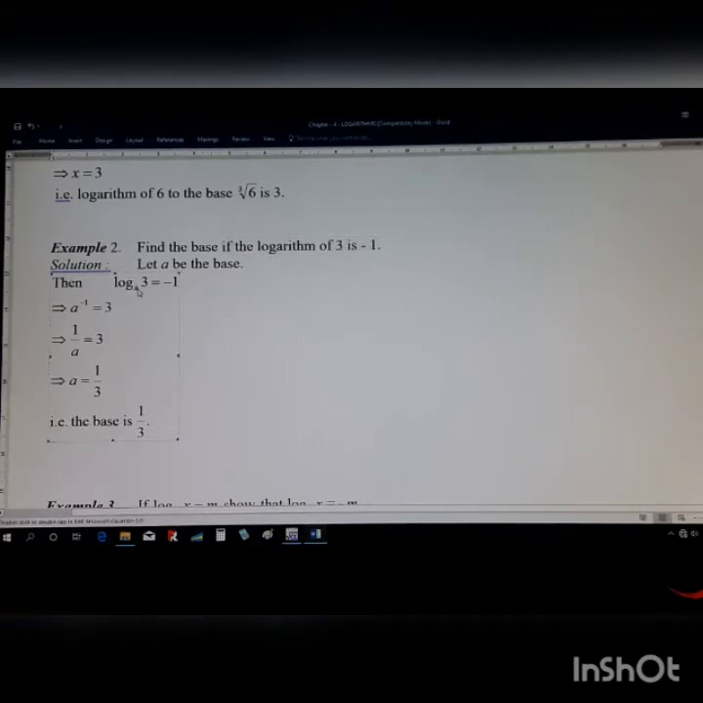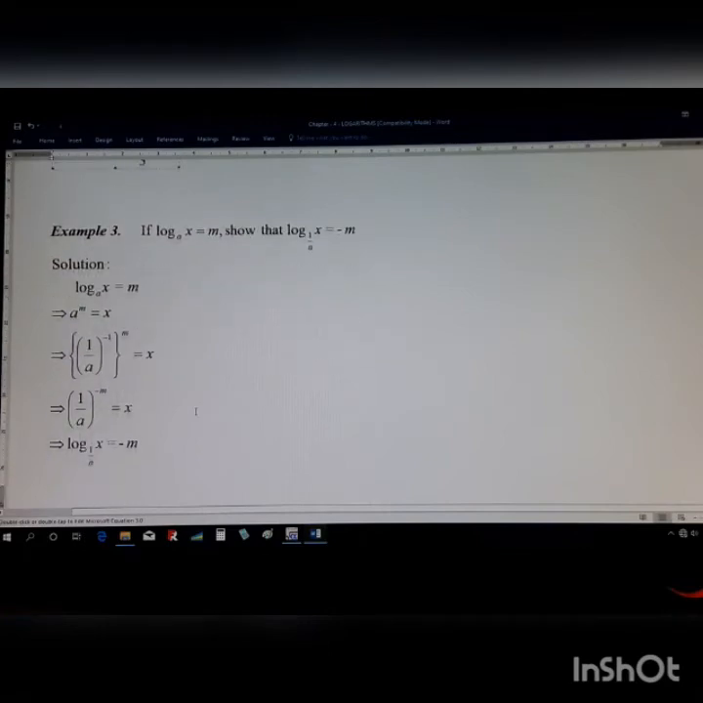Then let us convert this logarithmic form into exponential form. A power minus 1 will be the number here, this one. So a to the power minus 1 means 1 by a. So you take cross multiplication or you take the reciprocal of this, then you can get a equals 1 by 3. So the base is 1 by 3.